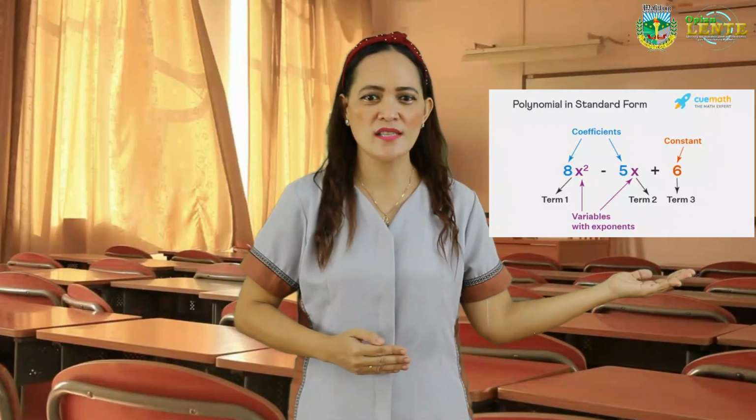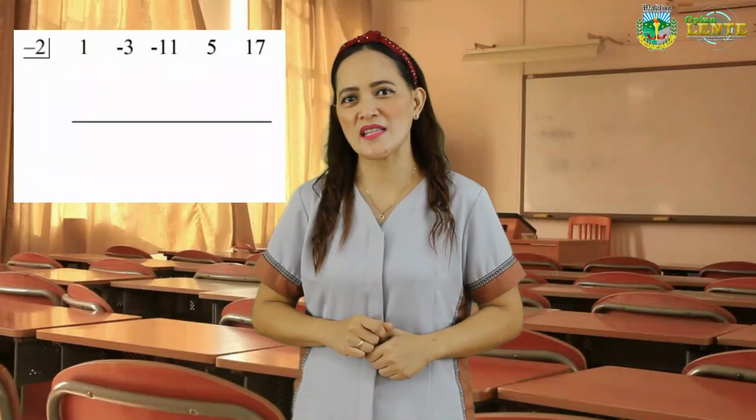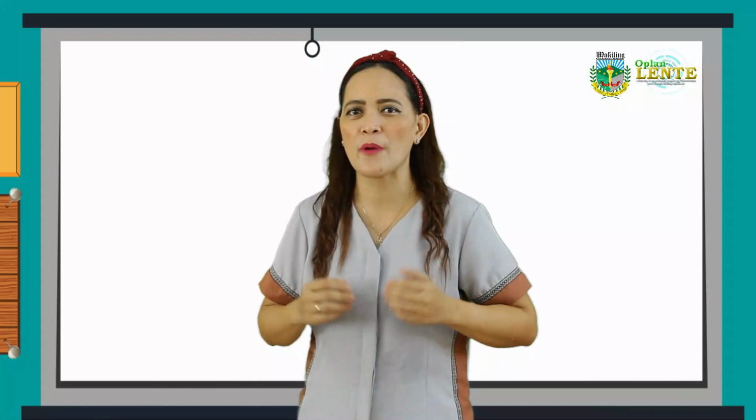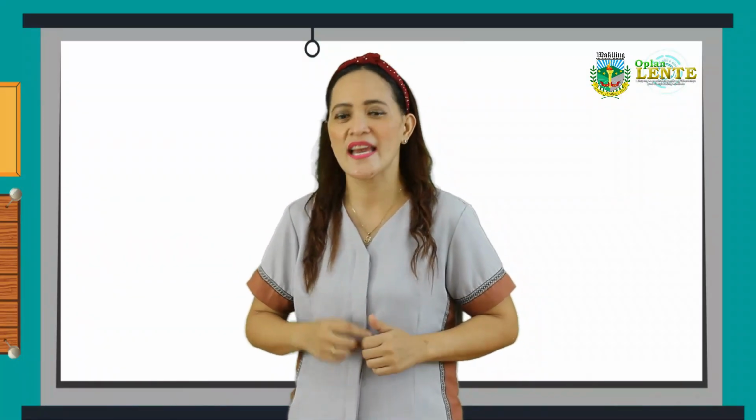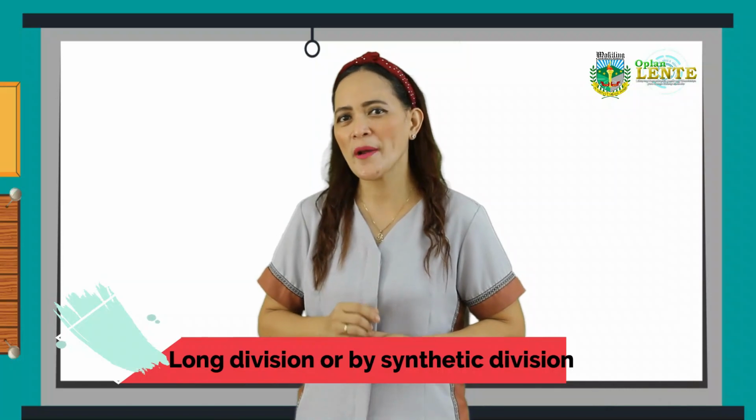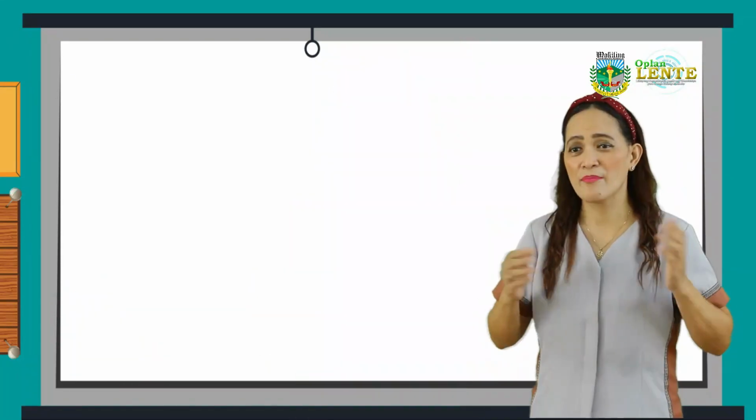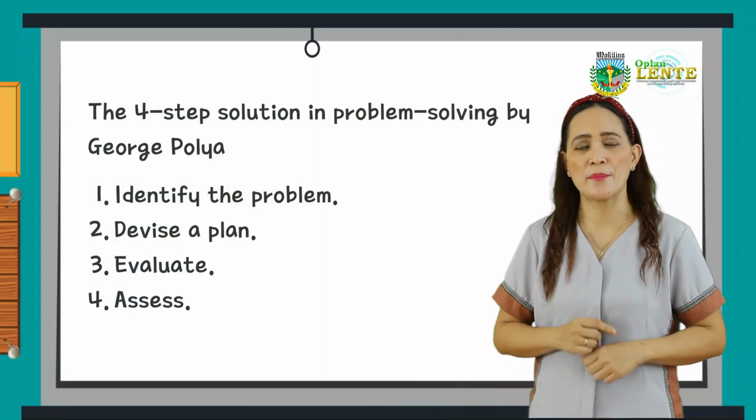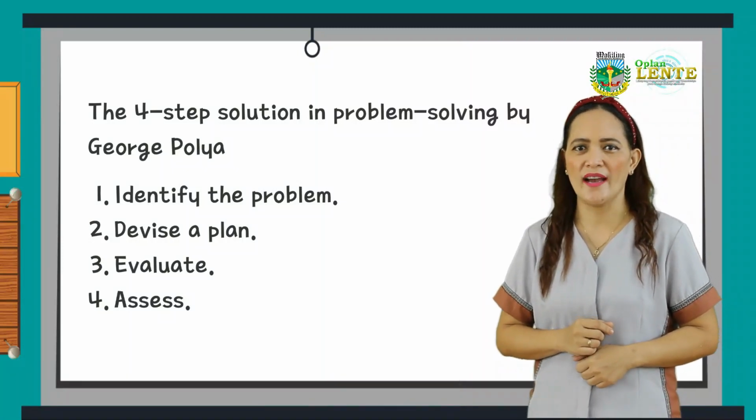So these are some important concepts that we should remember in solving polynomial functions. We must have a clear idea about the so-called zeros, standard form of polynomial functions, and how to divide polynomials using synthetic division. It is a must that we should know how to divide polynomials to solve problems involving polynomial equations, either by long division or by synthetic division. And most of all, the 4-step solution in problem solving by George Polya.